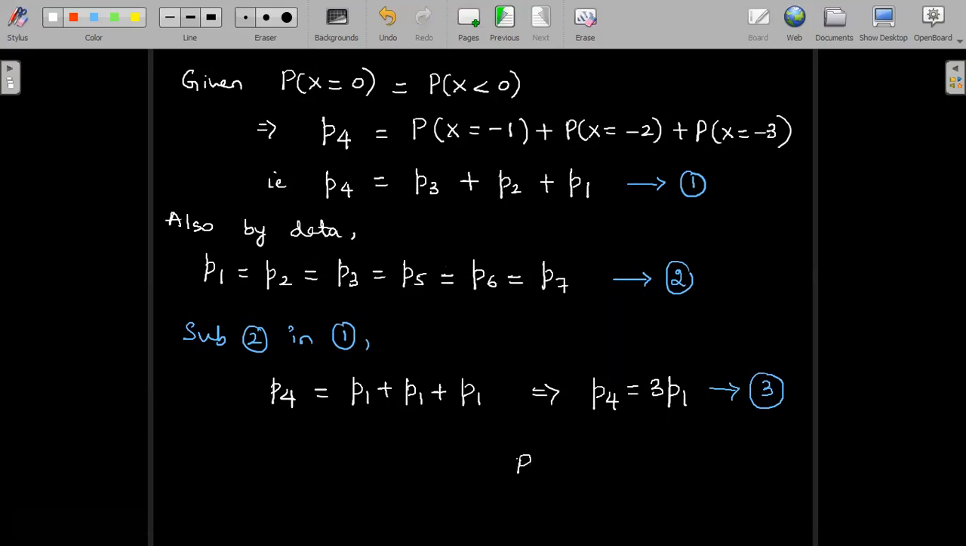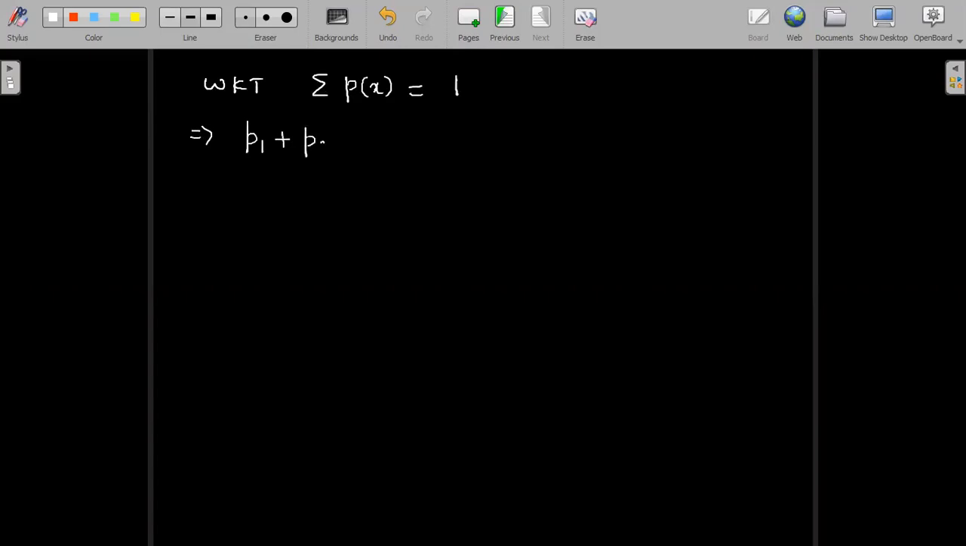In order for any probability distribution to be satisfied, the summation of P of X is equal to 1, no? So we will use that condition now. We know that the summation of P of X is equal to 1. The sum of all probabilities should be equal to 1. The sum of all probabilities means P1, P2, P3, P4, P5, P6 and P7 should be equal to 1.